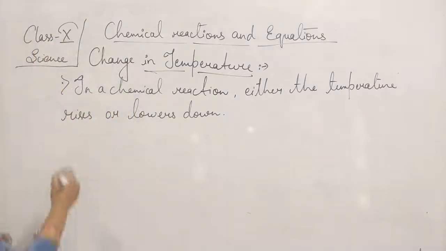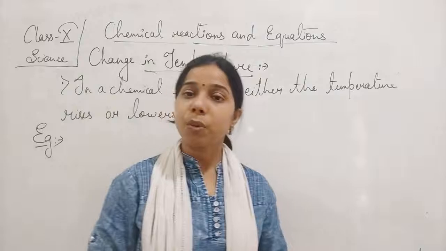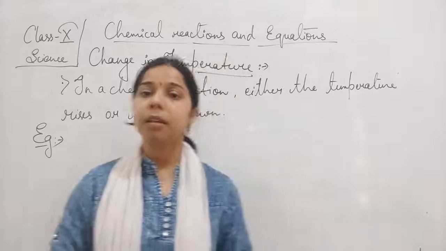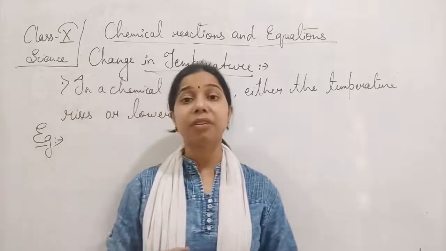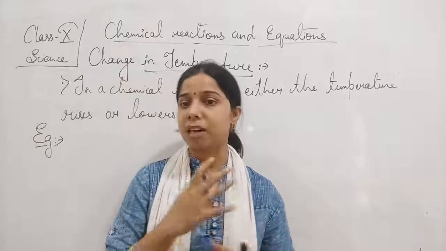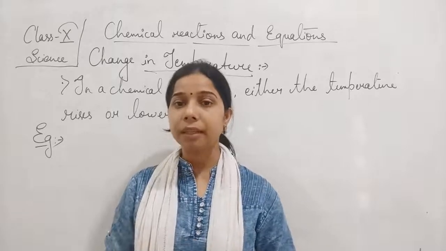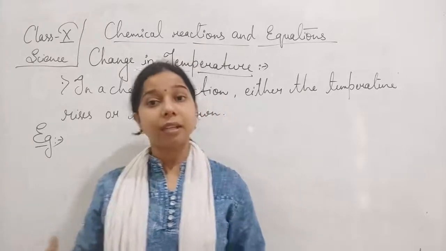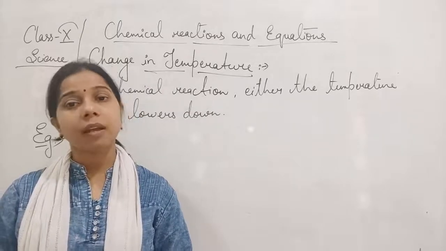Now let us see an example, on the basis of which we are able to understand the concept. If you mix water and calcium oxide, then what happens? There is a formation of slaked lime, and when the reaction takes place, a lot of heat energy is produced. Wherever the reaction is performed, when you touch that particular flask, you will find that it is very hot, which proves that heat is produced. And if heat is produced, the temperature rises. So that also comes in the change in temperature.